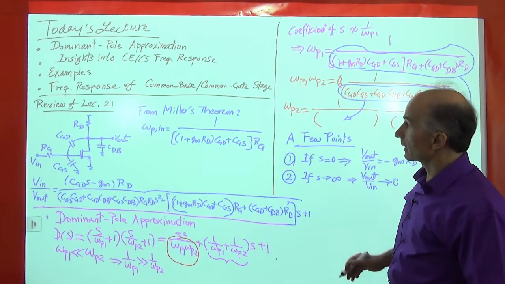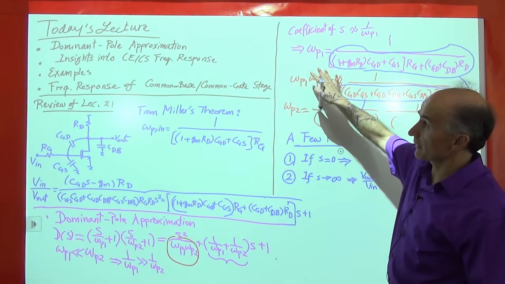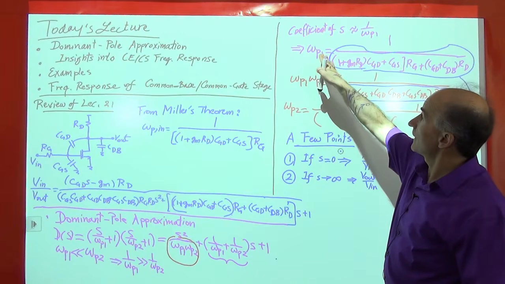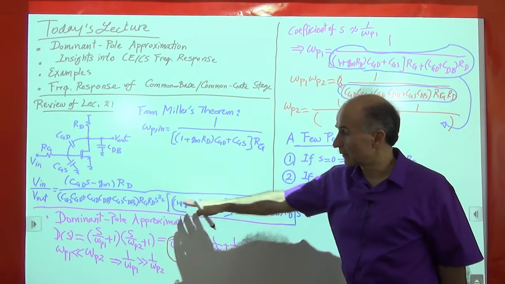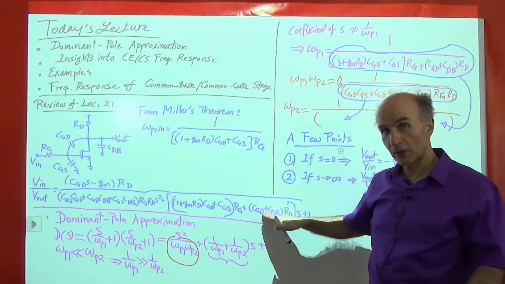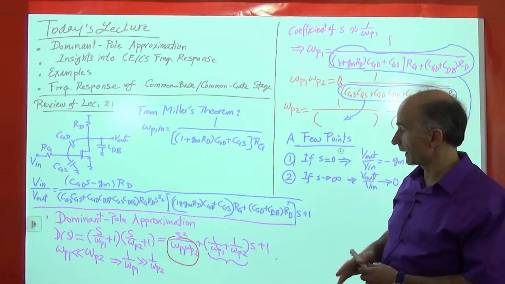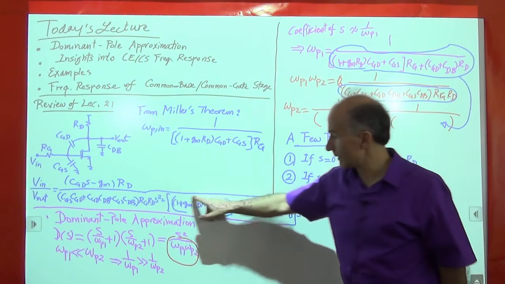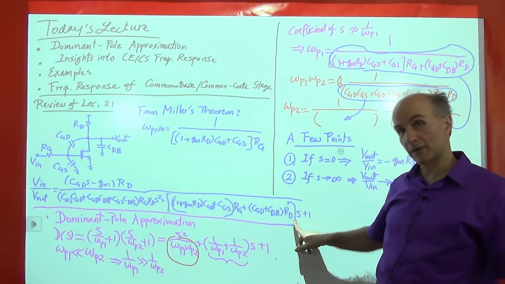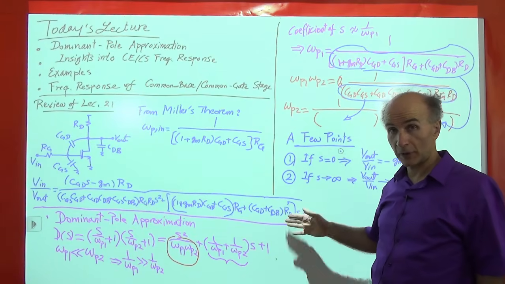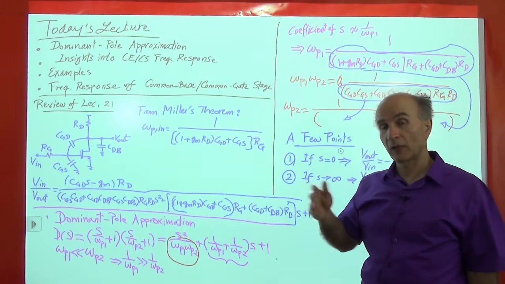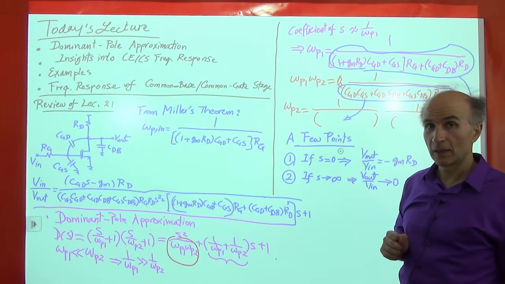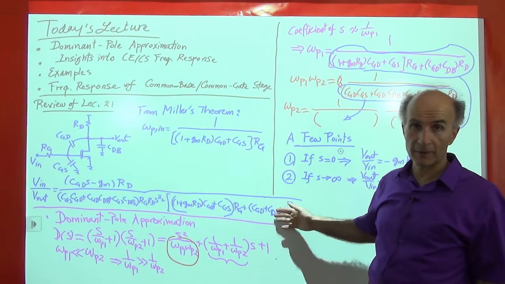Now, regarding the dominant pole approximation, what we see is that it allows us to quickly reduce a quadratic equation to something simple, right? We just take the coefficient of S and invert it, and that gives us a dominant pole. So it becomes very handy in many different applications, especially in more advanced courses if you take, for example, op-amp design courses and so on.